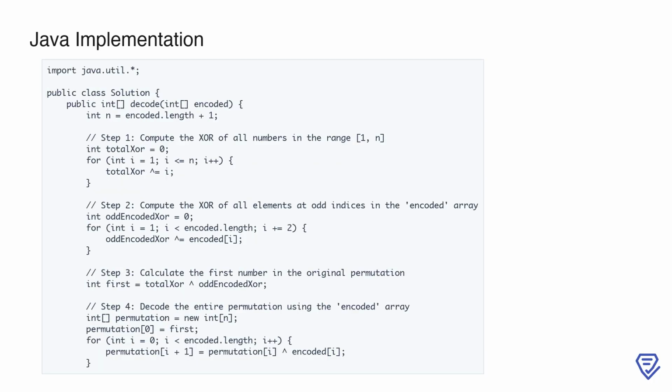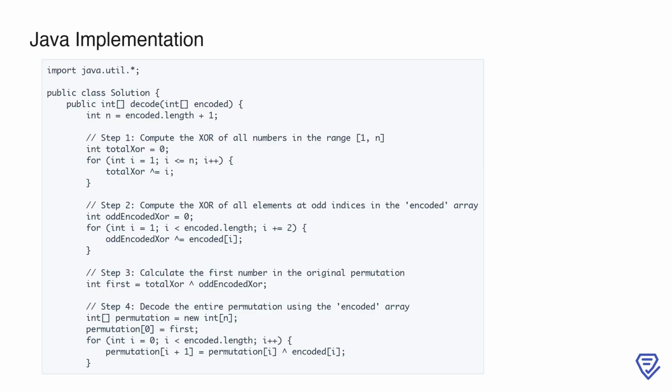Here, we start by defining a class called Solution and implementing the decode method, which takes an array called encoded as input. The goal of this method is to decode the XORed permutation. First, we calculate the total XOR of all the numbers from 1 to n, where n is the length of the original permutation. This is done using a loop that iterates from 1 to n and applies the XOR operation cumulatively. Next, we calculate the XOR of all elements at odd indices in the encoded array. This is necessary to isolate the information needed to determine the first number in the original permutation.